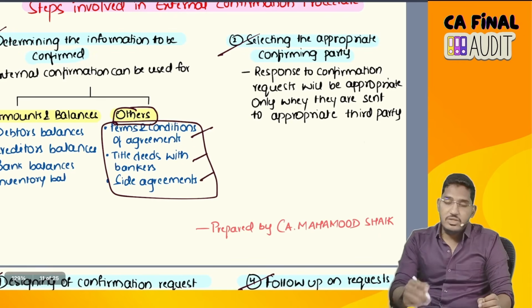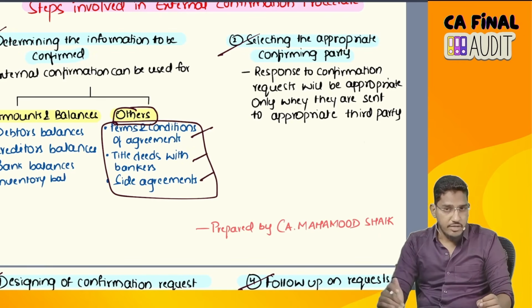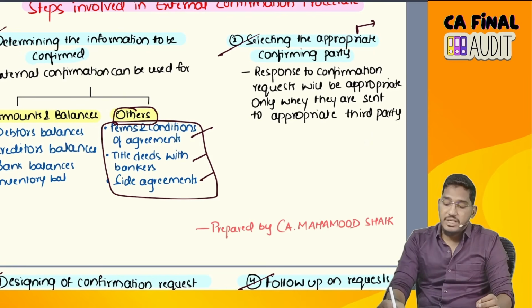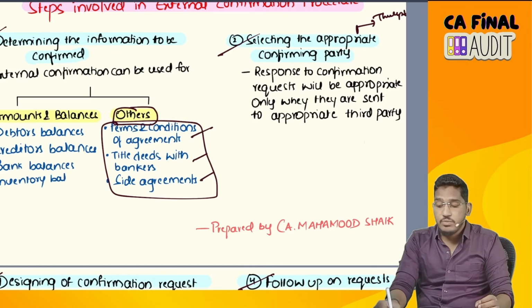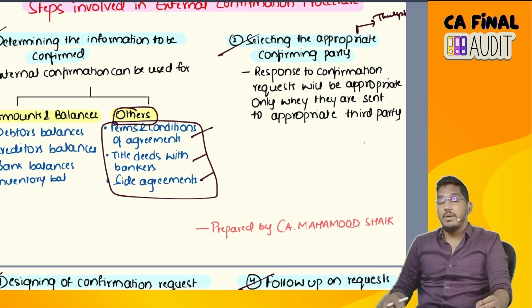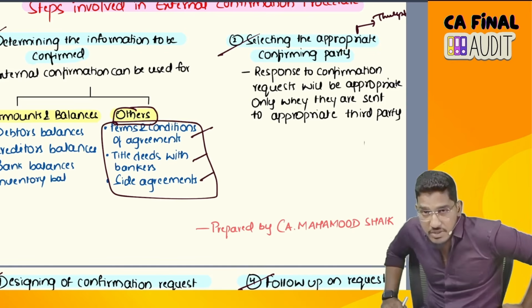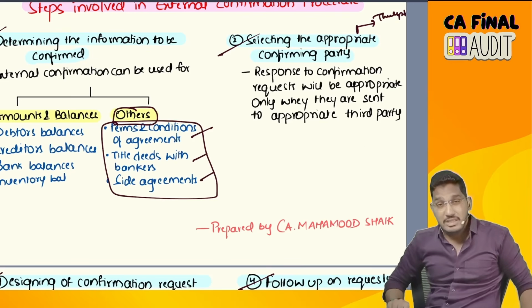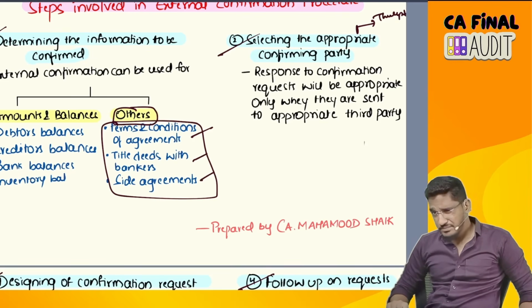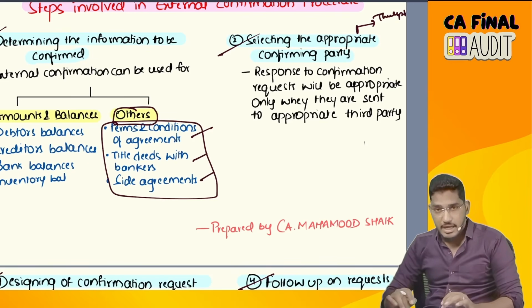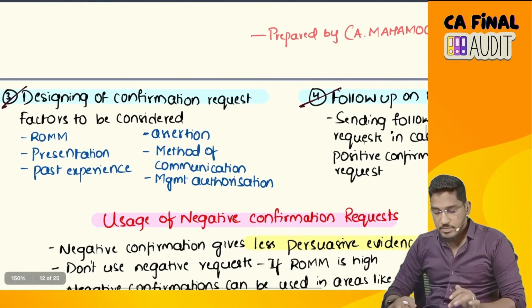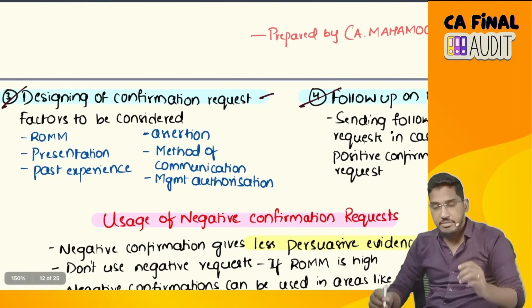And next step, once you have selected the information regarding which you want confirmation request, the next important step is you need to identify the appropriate confirming party. Who in the third party is the appropriate person to whom you have to send the confirmation request, that you have to determine. Why? Because if you send the confirmation request to an inappropriate third party, either you will not get the response, or even if you get the response from that inappropriate party, that response will not be reliable. So that's why you need to select the appropriate confirming party. So once you have selected the appropriate confirming party, then you have to design your confirmation request.